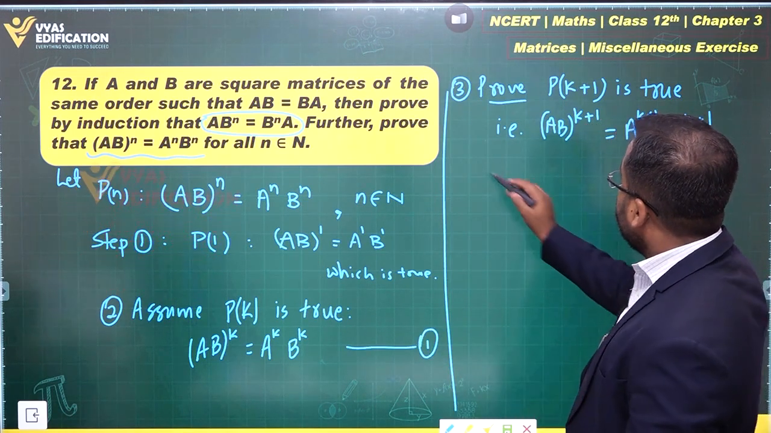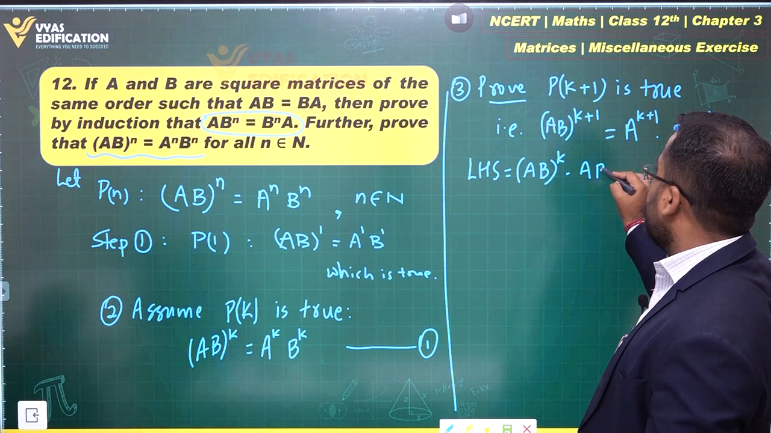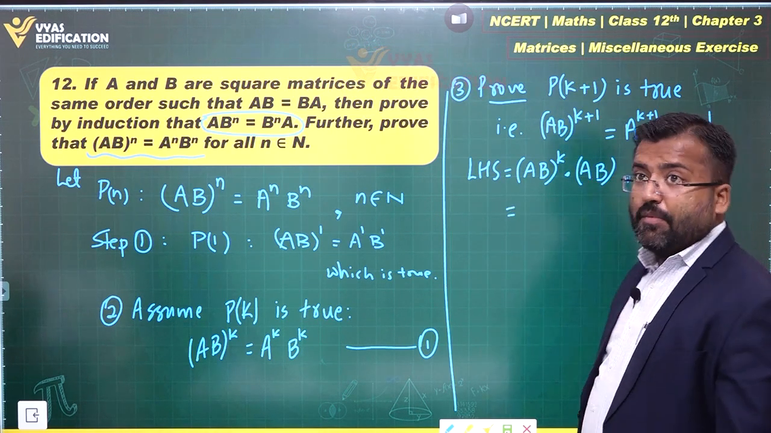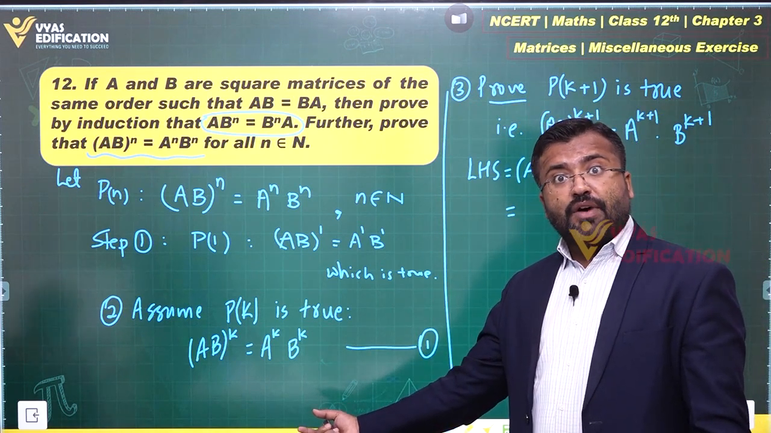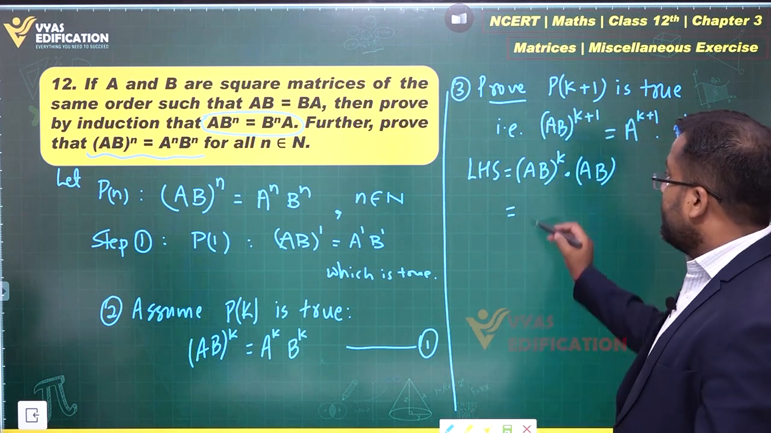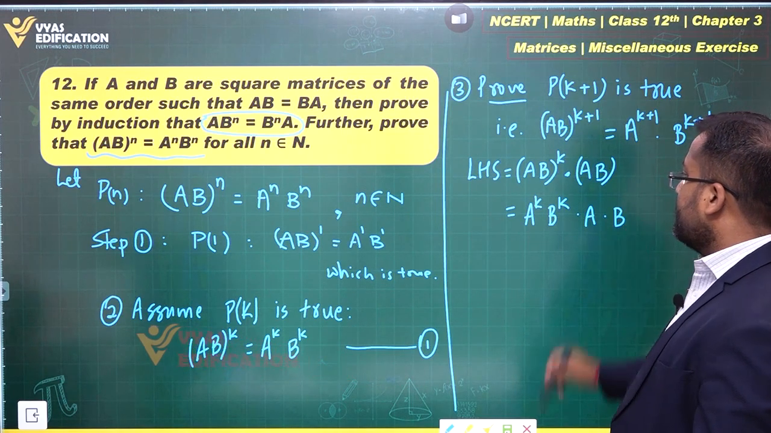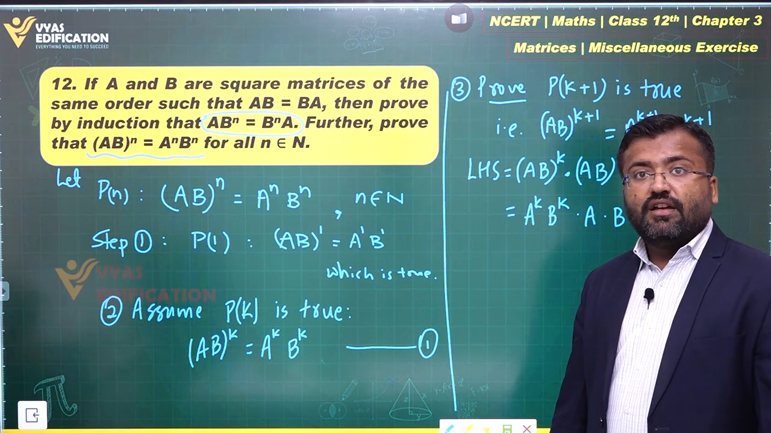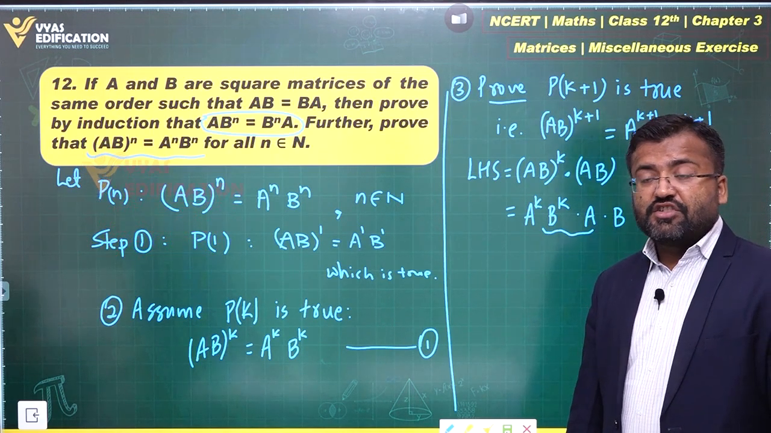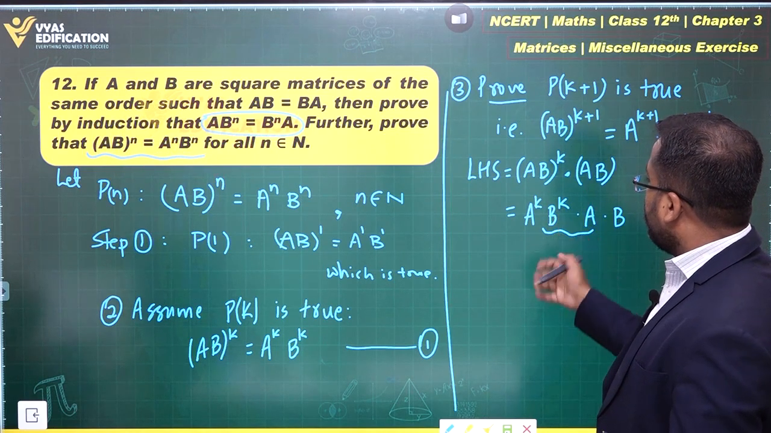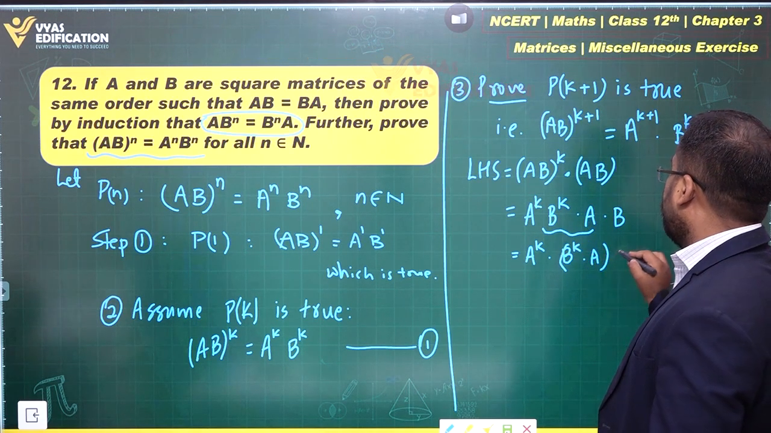Right? And for proving this, we'll begin with LHS. LHS is AB power k times AB. This is what you have, right? AB power k plus 1 can be written as this one. What is AB power k equal to? As you can clearly observe, AB power k is equal to A power k, B power k. This is the product. And in case of matrix multiplication, since matrix multiplication is associative, we can remove these brackets and multiply B power k times A together. This is A power k times B power k times A times B.